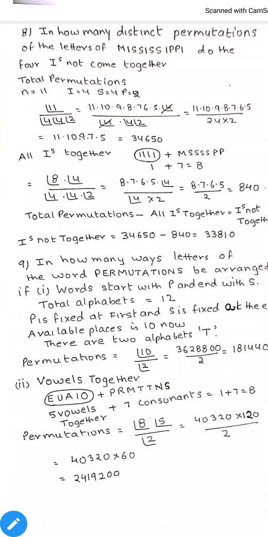In how many distinct permutations of the letters of the word Mississippi do the 4 I's come together? Total permutations can be found out. Total alphabets are n is equal to 11, and repeating alphabets are I 4 times, S 4 times and P twice. So total permutations is factorial 11 upon factorial 4 factorial 4 factorial 2.